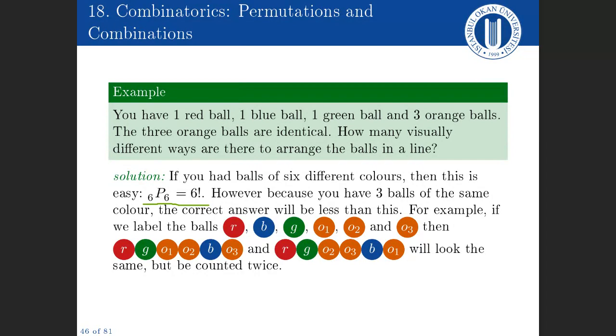For example, if we label our balls as R, B, G, O1, O2, and O3, then these two look the same. R G O1 O2 B O3 looks the same as R G O2 O3 B and O1 because the orange balls all look exactly the same. But if we did 6P6, we would be counting this arrangement twice, and we don't want to. We only want to count this once.